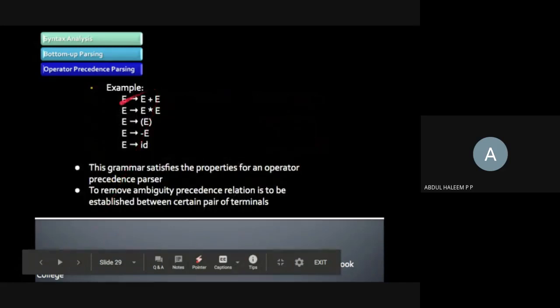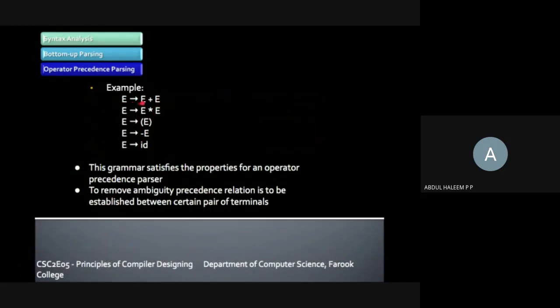Let us see this example. E derives E plus E, E derives E times E, and E can be written as minus E, E derives id. So you can see that none of these productions, in the body of the productions, have an epsilon element in it.